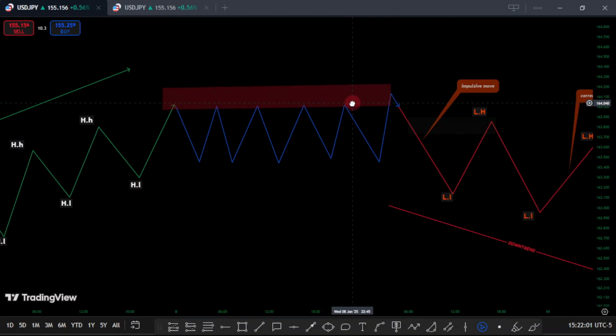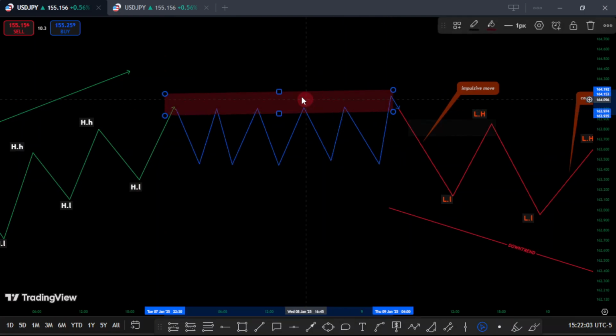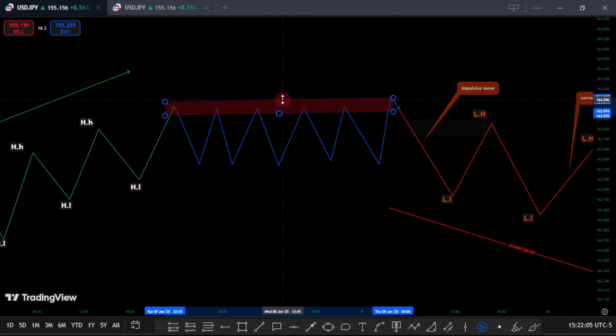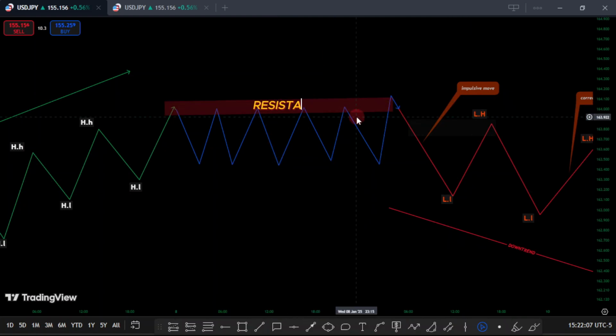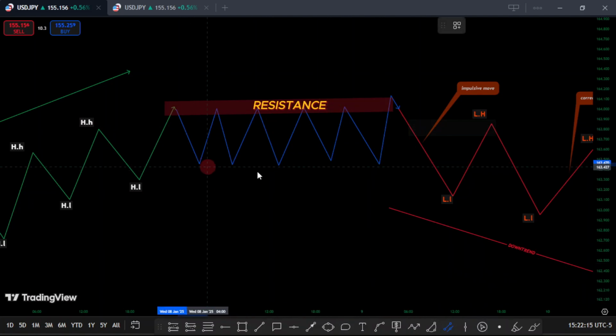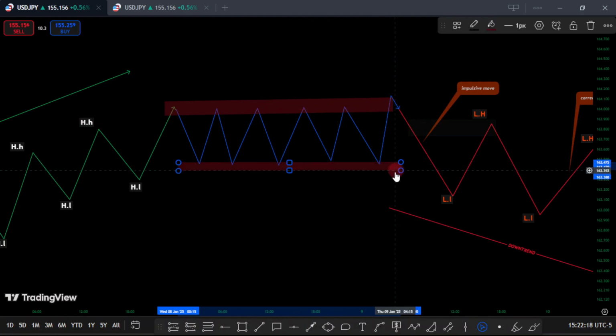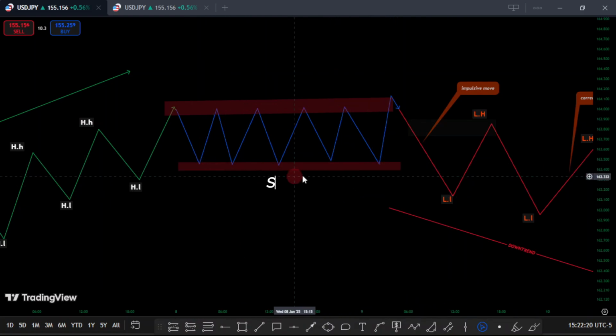When price is being rejected over here, above here, we call this a resistance zone, because it's resisting. Basically, a resistance is price resisting. It can't go up or break above. That is a resistance. And when price is not breaking the lows, we call this a support. So price is supporting at the downside, and price is resisting at the upside. Now this qualifies to be called a consolidation or a range.